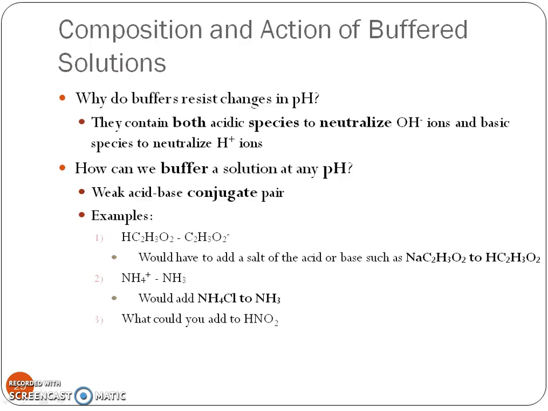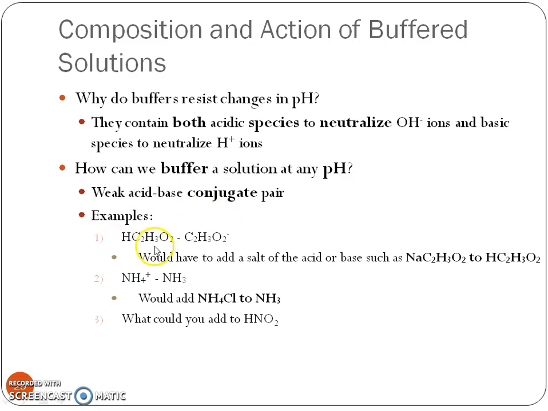So how do we know, or how can we make a buffered solution? Again, both species are going to neutralize that OH- ion in a basic solution, and we're going to neutralize the H+ ion. So again, that's just similar to the reactions you've already seen. So how do we make a buffer solution? Well, we need a weak acid-base conjugate pair. In other words, we need a weak acid and we need one of those ions from a salt.